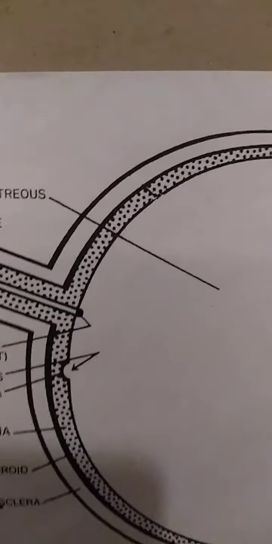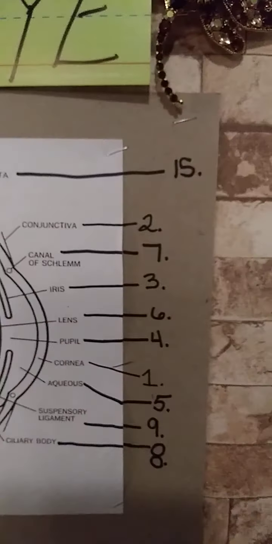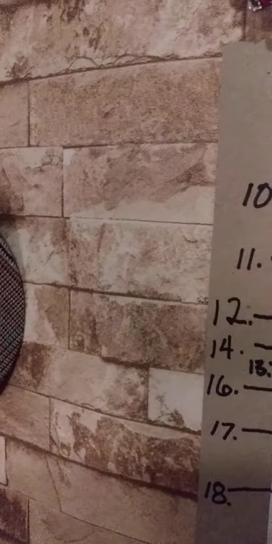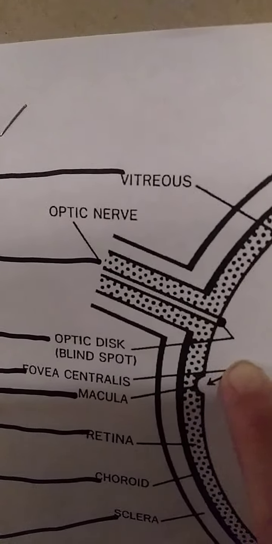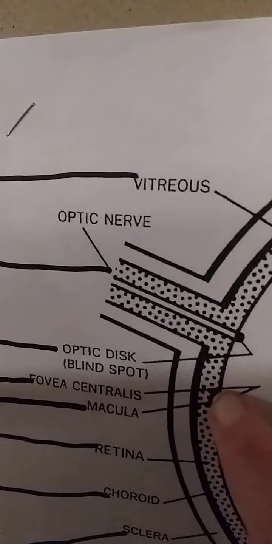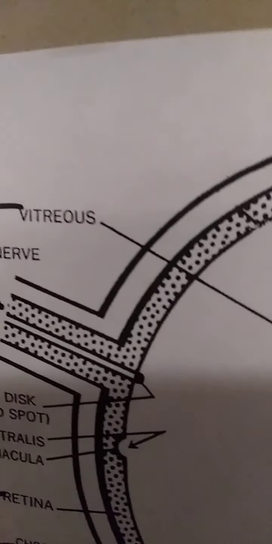high visual acuity. Now, the fovea centralis is the central portion of the macula, and it's the only place where we can have 20/20 vision. It's right here. And I mean, it's kind of hard to see because it and the macula are very close together.